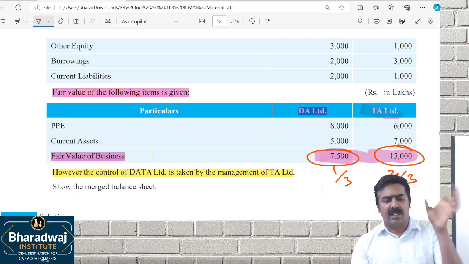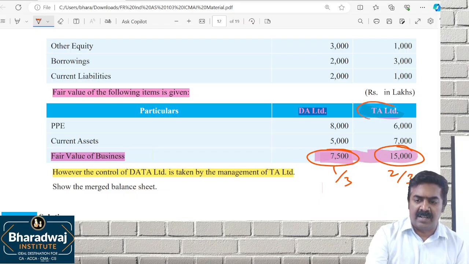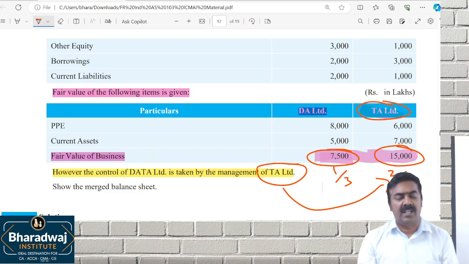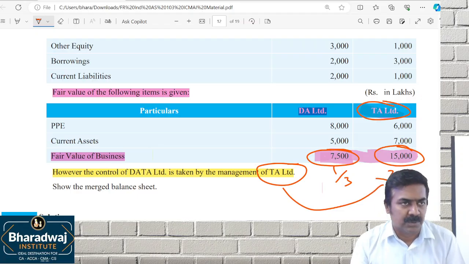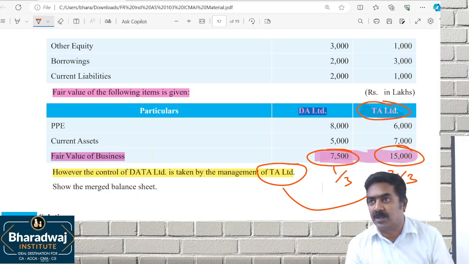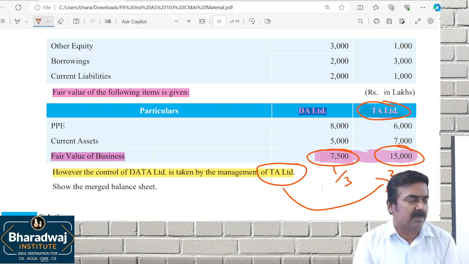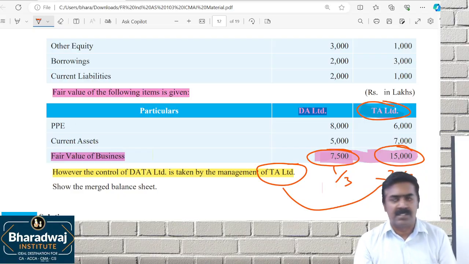Otherwise, in the total merged business, TA Limited will have a control of what? 2/3. TA will have a control of how much? 2/3. It is not Data Limited that is controlling. Which company is controlling? TA Limited is controlling the merged company.